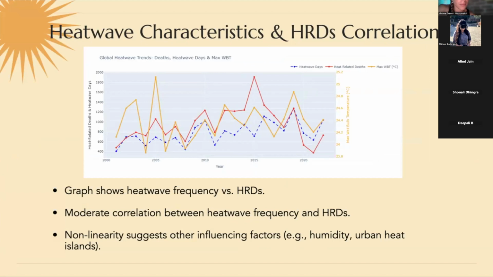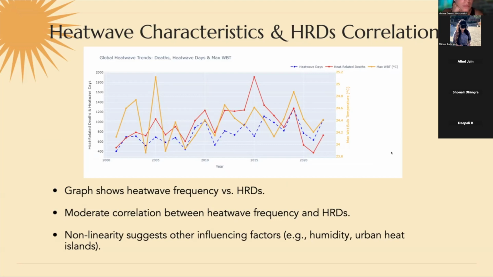We also examined the correlation between the heat wave frequency and heat-related deaths and found that there is a moderate but significant relationship. While higher heat wave frequencies tend to correspond with increased heat-related deaths, the relationship is not perfectly linear. Other contributing factors such as humidity, urban heat island effects, and socioeconomic vulnerability likely influence this correlation. Next slide.